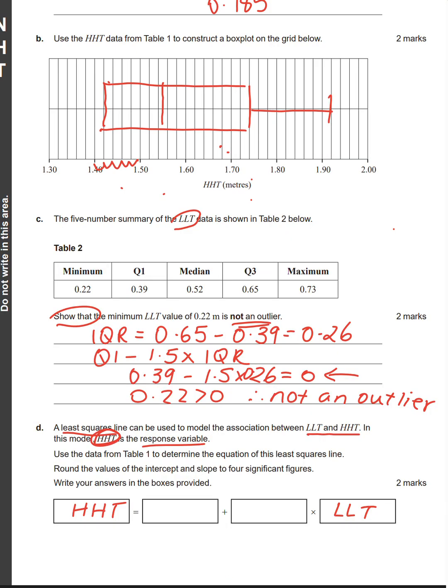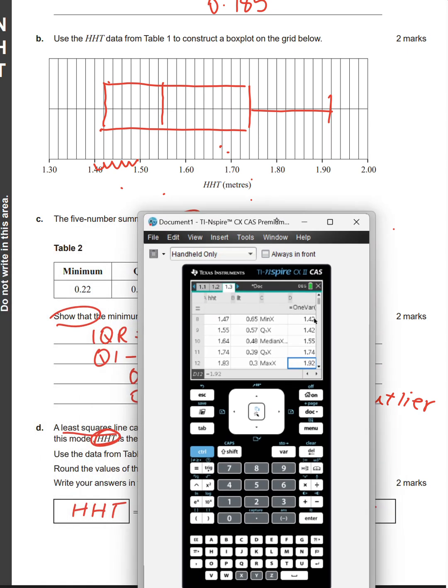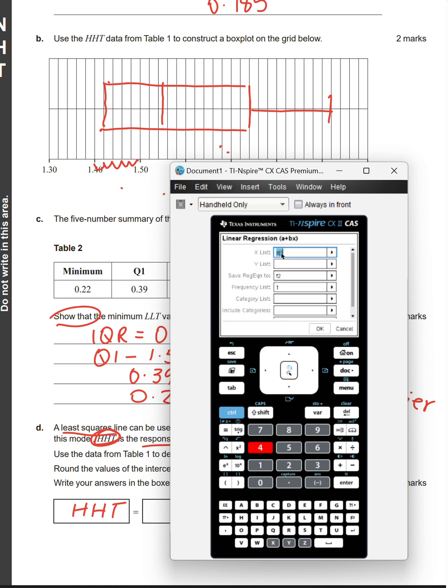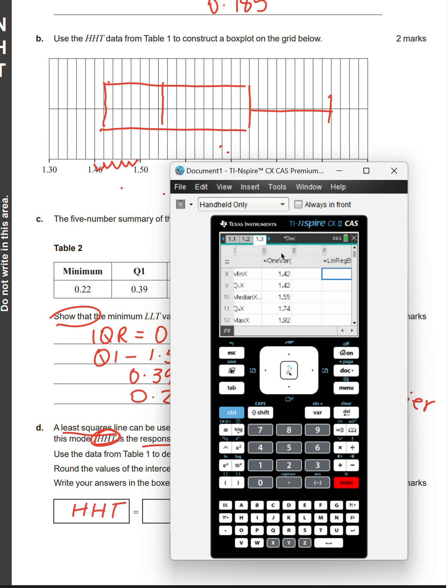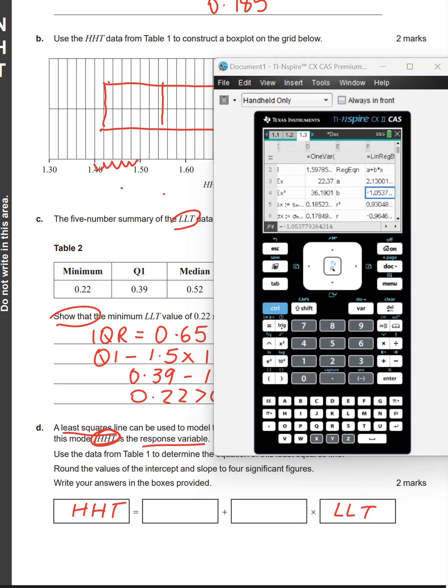Sorry about that. All right, so back to our CAS. We have LLT and HHT, so we do menu 414. Now, X list is explanatory, so that's LLT. And then our Y list is our response, so that's HHT. Push enter, and then we're going to go up and have a look at A and B. So A and B are there for us, and we want 4 significant figures. So the first 4 numbers, so 2.130.